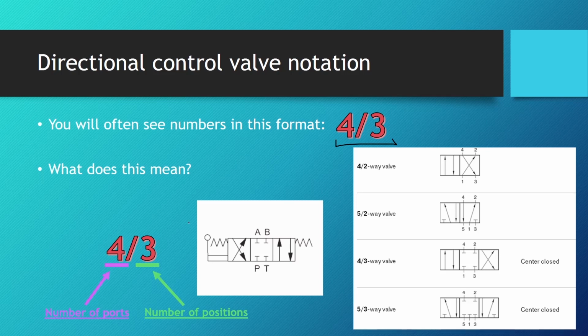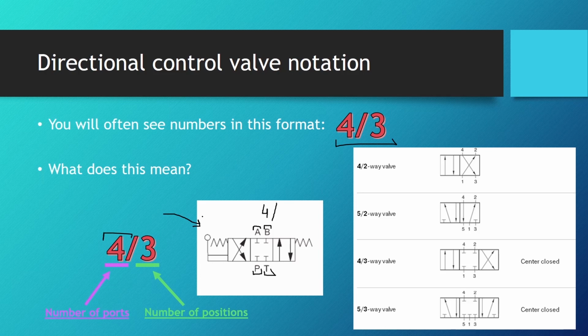For example, if you look at this DCV right here, this is a schematic symbol. It's much easier to see. We can see that it has 4 ports. It has the work ports that go to the work elements A and B. It has the pressurized fluid line, and it has the tank or the return line. So this is 1, 2, 3, 4. Okay, so the first number is the number of ports. So this valve is 4/.